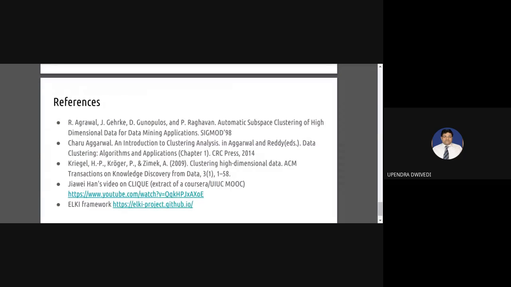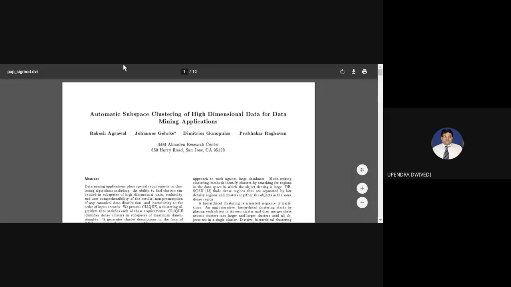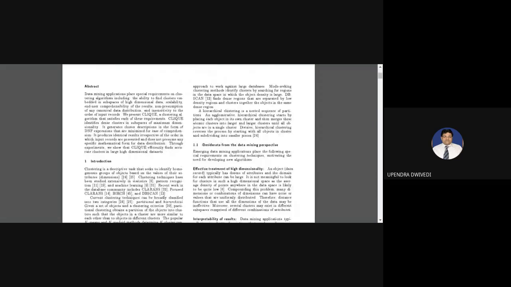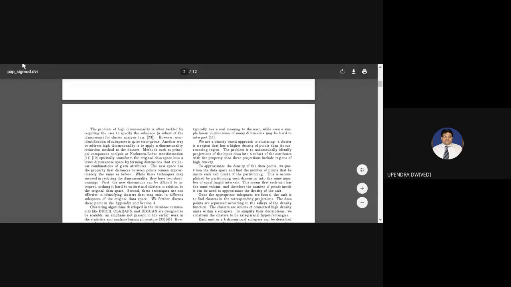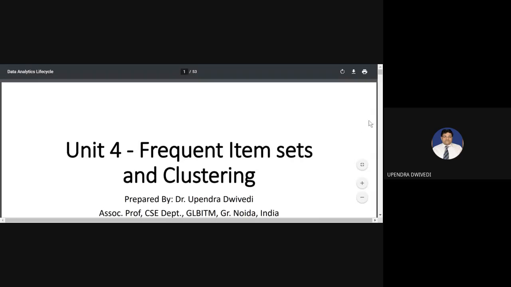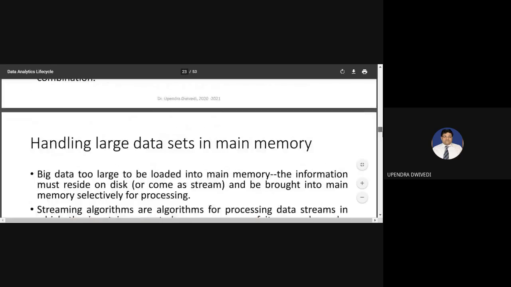Let us go to another link. If you find this article, you will see that it is the original paper which presented the CLIQUE approach. You can go through the whole paper and find out all about CLIQUE. I suggest that you write a one-page summary of this paper and submit it as an assignment. Let me go to the next point.